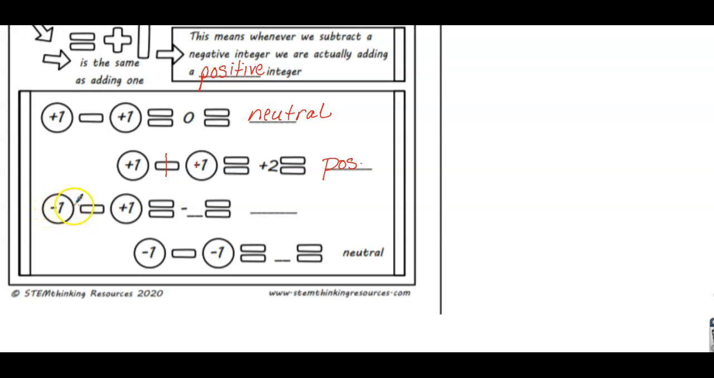This next one is negative 1 minus positive 1. Keep the first number the same, change subtract to add, and switch the sign of the second number. The second number used to be positive, so now I'm going to make it negative, which gives me a negative 1 plus a negative 1, which gives me negative 2, which is negative. And finally, down here we have negative 1 minus negative 1. Well, if we keep, change, and switch, we have negative 1 plus positive 1, which is what we call a zero pair, and therefore is neutral.